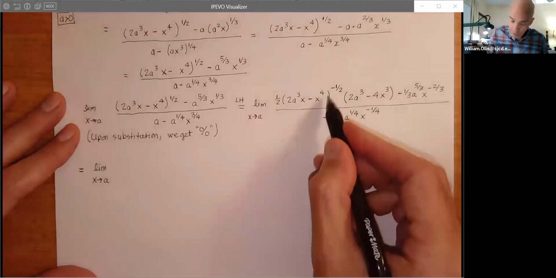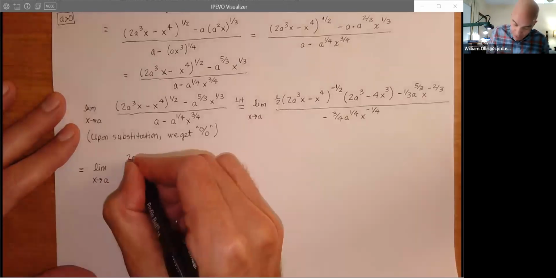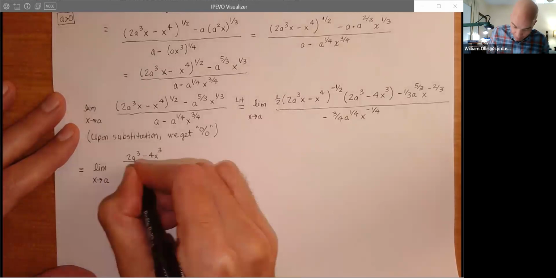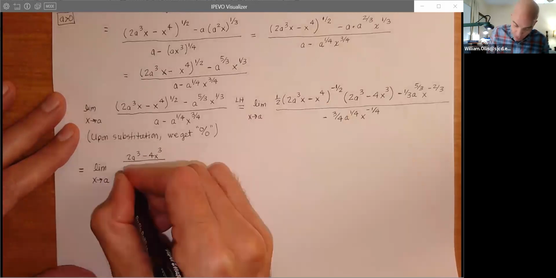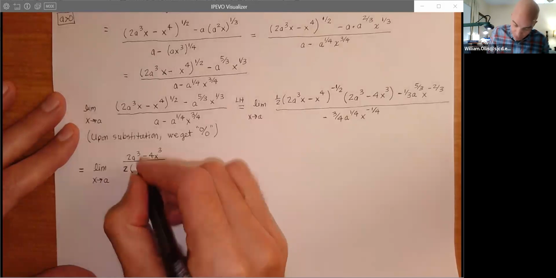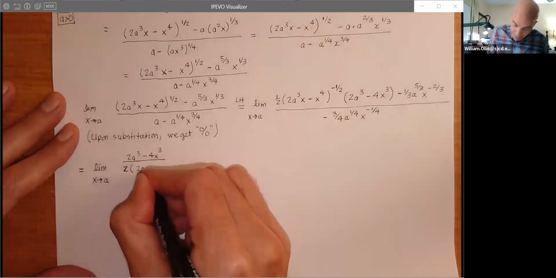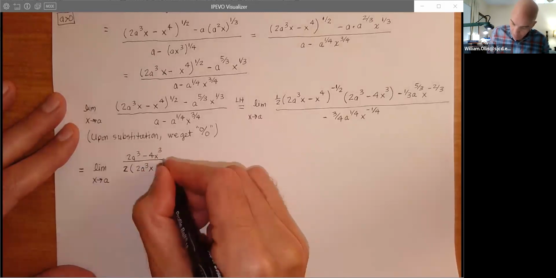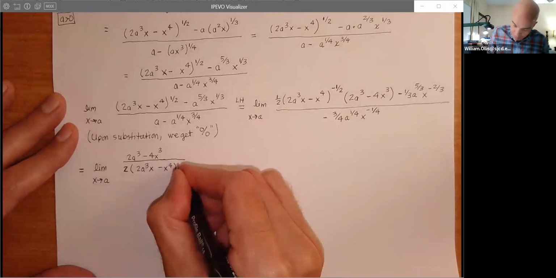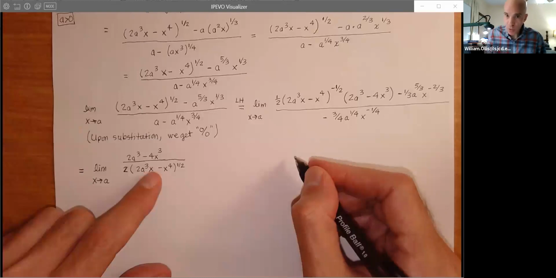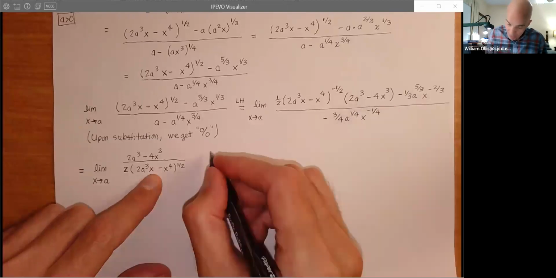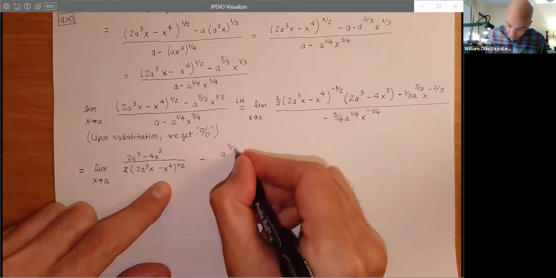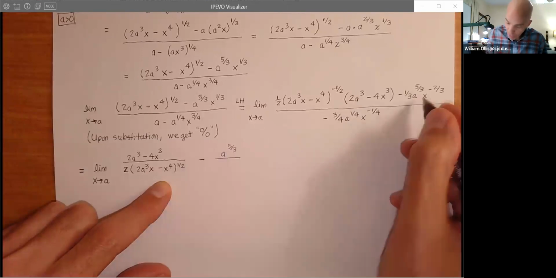So now we'll just take this downstairs. So we have 2a cubed minus 4x cubed. And then just take this downstairs. So we have the 2, the 1/2, and then 2a cubed x minus x to the 4th, to the 1/2. So that's the first term here, just written in a more user-friendly form. And then minus, so we have a to the 5/3. And then we'll just take the 3 and the x power downstairs.